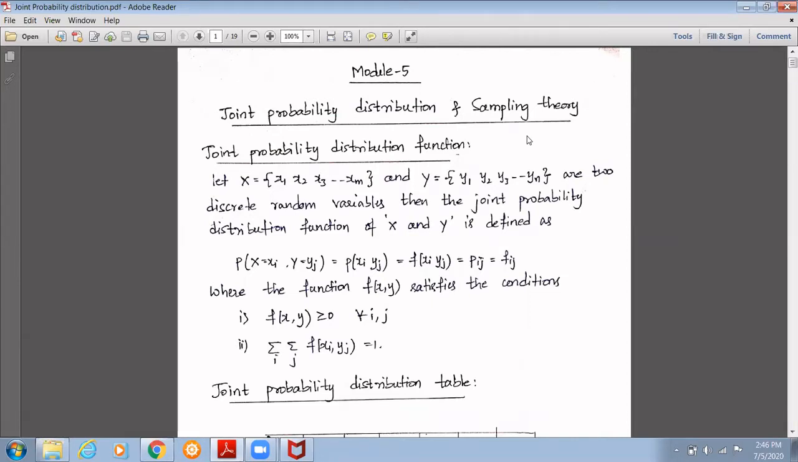We are already aware of the definition of the random variables. The definition says that if any function assigns real values to the outcomes of the considered random experiment, then that function is said to be a random variable.